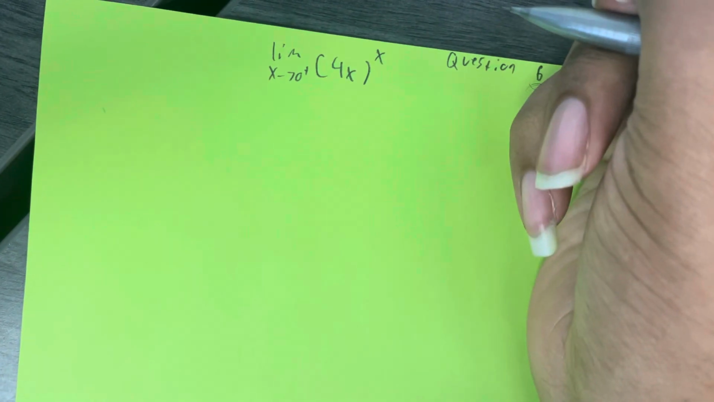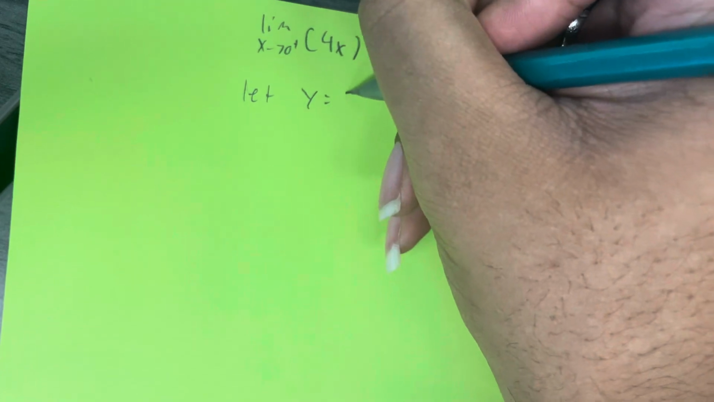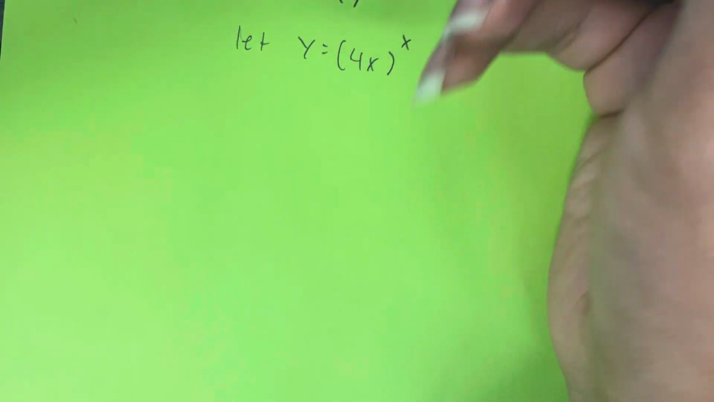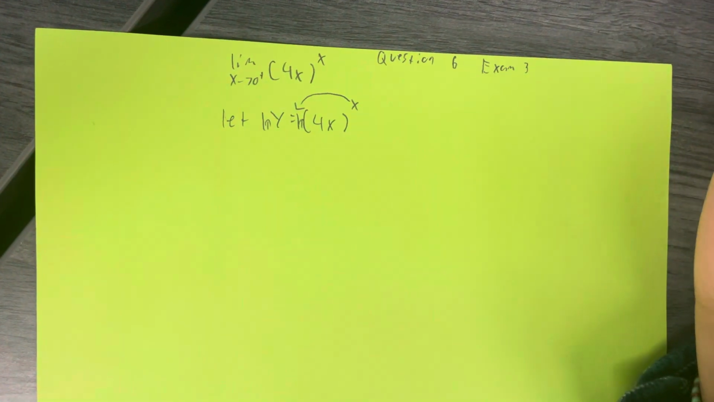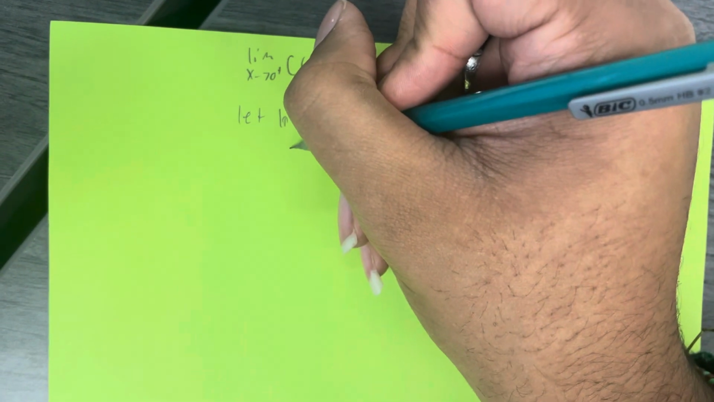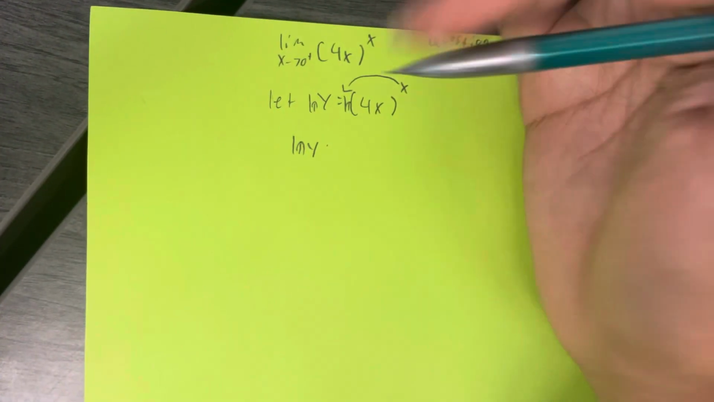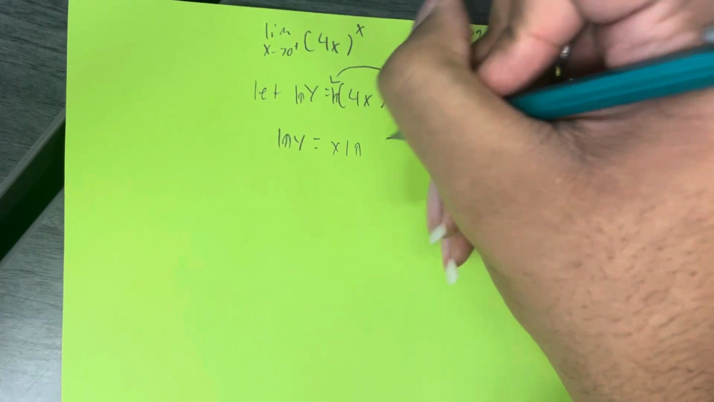So the first thing I would do is let y equal (4x)^x. And now I would take the ln of both sides. So ln. You can bring this x down because that's one of our rules. So then you would have ln y equals x ln 4x.